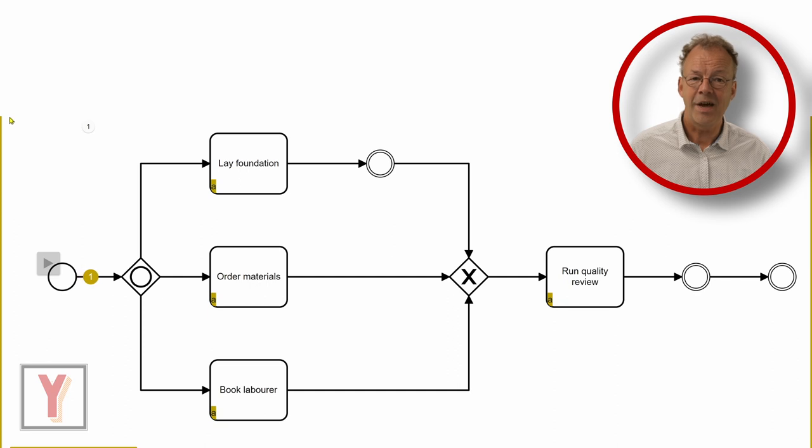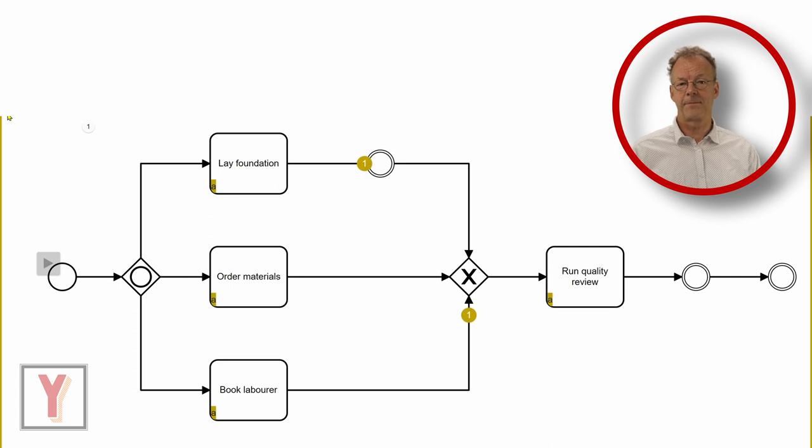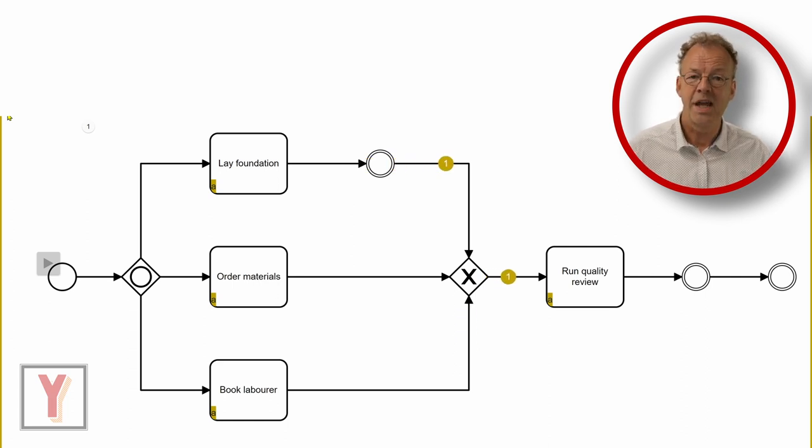Although in this example it looks like we want to have one quality review for each task that has been activated by the splitting inclusive gateway, there are some problems with this. The first one is how to know at the quality review which of the tokens has arrived, which of the results needs to be reviewed.